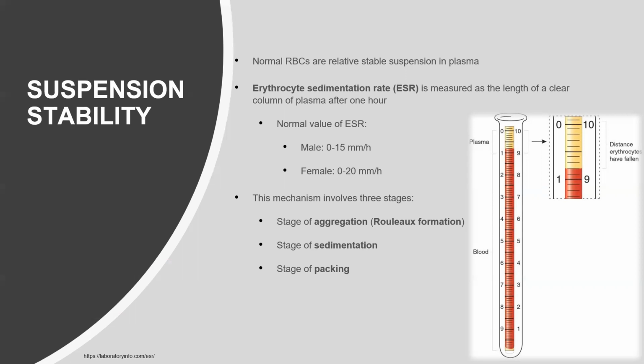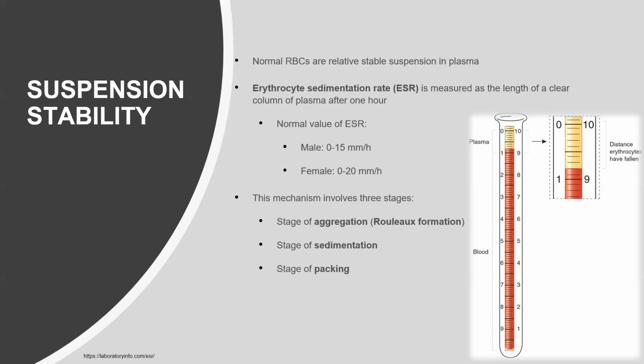The sedimentation mechanism involves 3 stages. The first stage is called aggregation. It's the initial stage in which piling up of RBCs takes place. The phenomenon is known as rouleau formation, and you're going to meet this terminology more often.